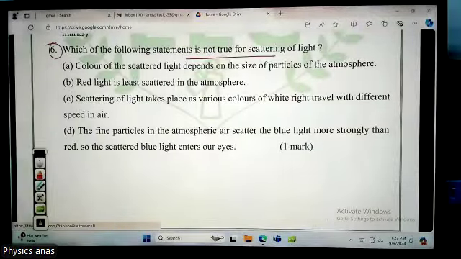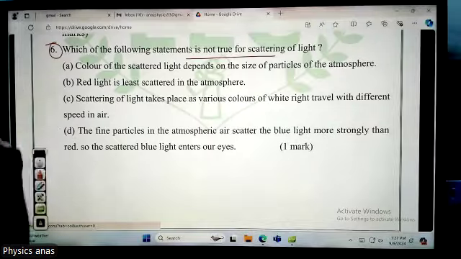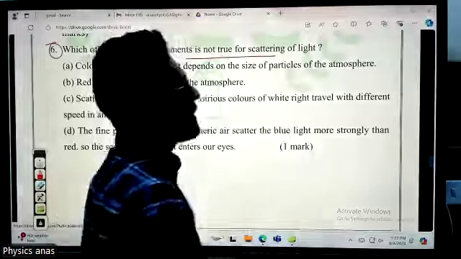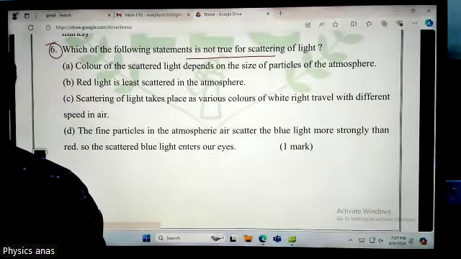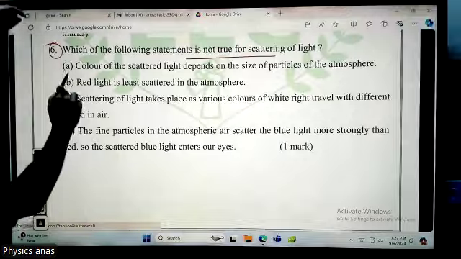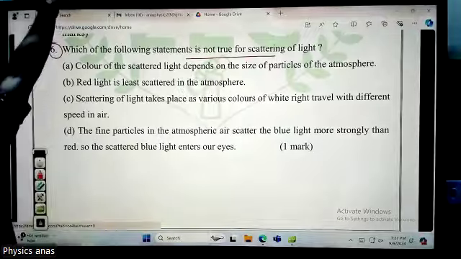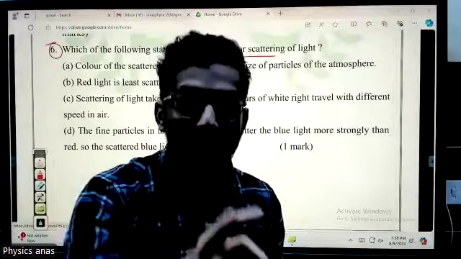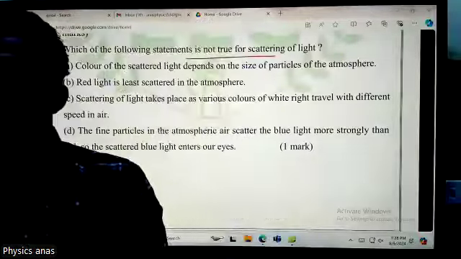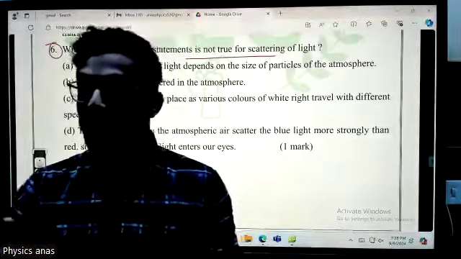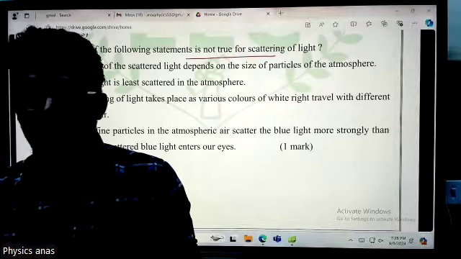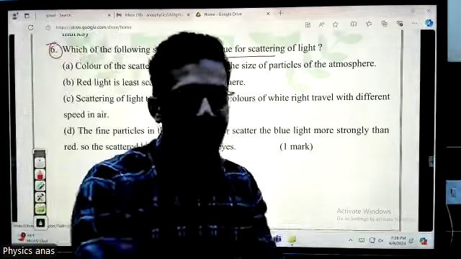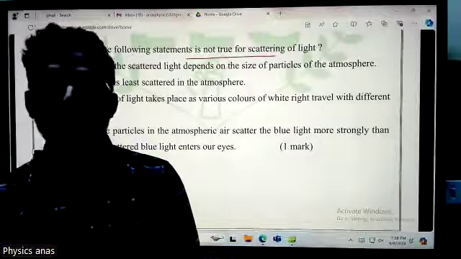Now look at the question. The color of the scattered light depends on the size of particles of the atmosphere. Is it true or false? Yes, it is true. If the size of particles is small, then shorter wavelengths are scattered. That's why a clear sky scatters blue light more. If the size of particles is larger, then every color is scattered in the same amount. That's why white clouds are seen as white.